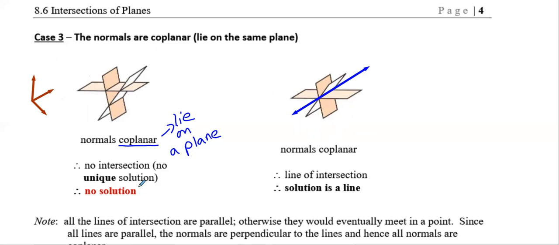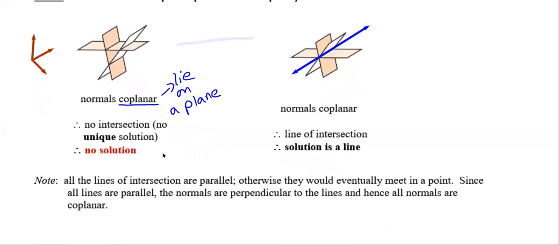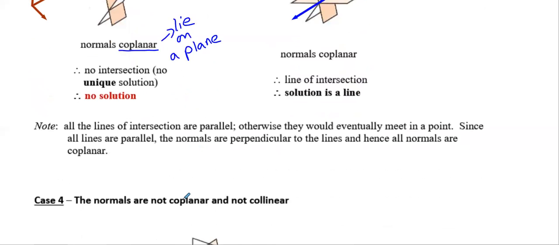Now, the one thing you got to keep in mind is if the normals are coplanar, there is no solution. Again, even though there's intersection between the planes, they are different lines of intersection. They must be all the same, much like in this case here. All right, so the normals are coplanar, but the solution is a line. So that's a little bit trickier. So you have the same language, normals are coplanar, but you can either have no solution or the solution is a line, and we'll see how that plays out eventually. Okay, so we'll take a look at that in a moment.